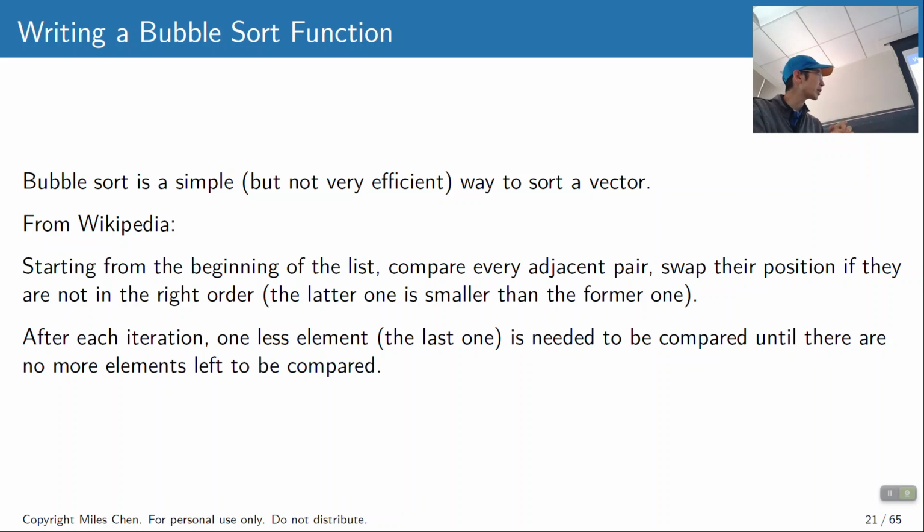And the way it works is, starting from the beginning of the list, you compare every adjacent pair. So it's only looking at two values at a time. And if they're in order, leave it. And if they're not in the right order, you swap the positions, okay? And you do this every single time. You go through the entire list that way, and then you iterate over and over and over. And if you keep doing that, eventually the entire list is going to be sorted. So it's a lot of computations, but it doesn't require a lot of memory.